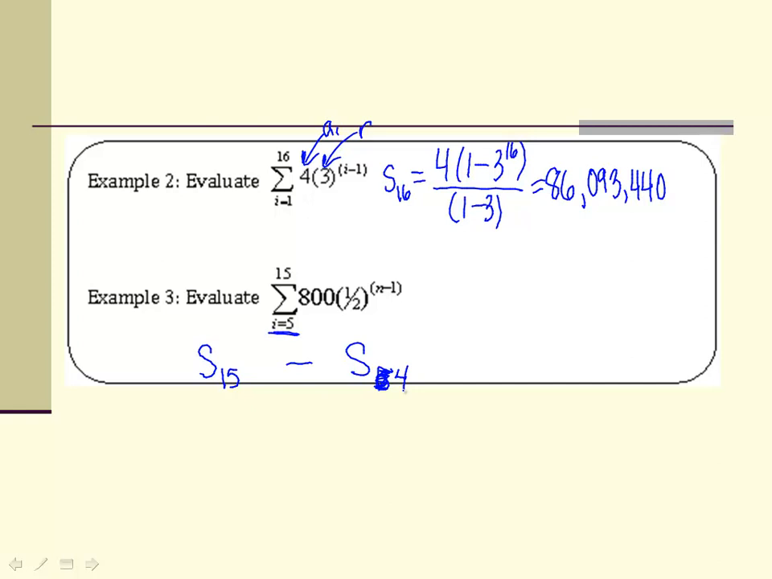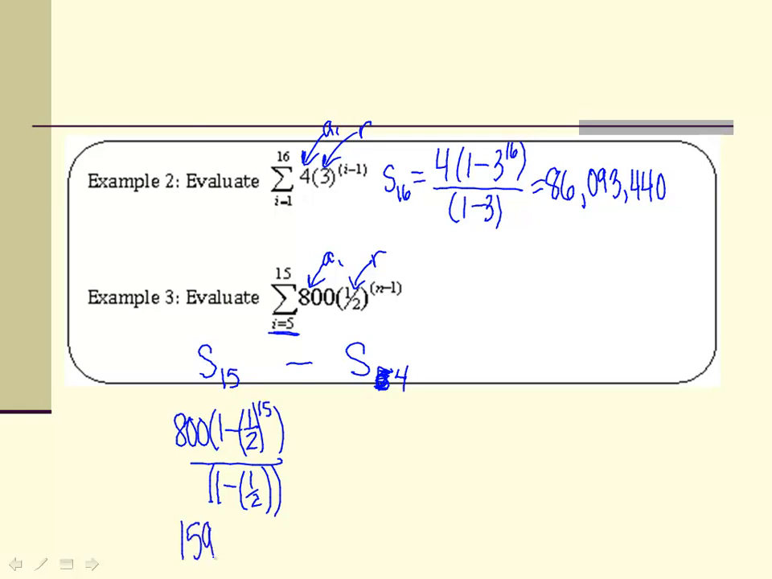So for S sub 15, well, let's fill in our formula. Here's A sub 1, and here's R. So for S sub 15, it's 800 times 1 minus my rate, which is 1/2, to the nth power, which is 15. All of that divided by 1 minus my rate. And if you simplify that, you'll get 1,599.95.